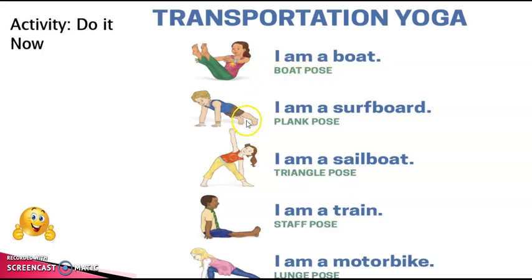The second one is a plank pose. Look at this boy. And when you do this, you are a surfboard. And this pose is called a triangle pose. And this triangle pose says you are a sailboat. And this is called a staff pose. I am a train, it says, when you do a staff pose.